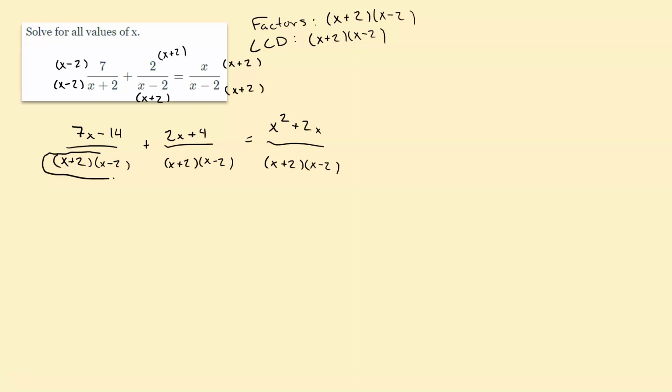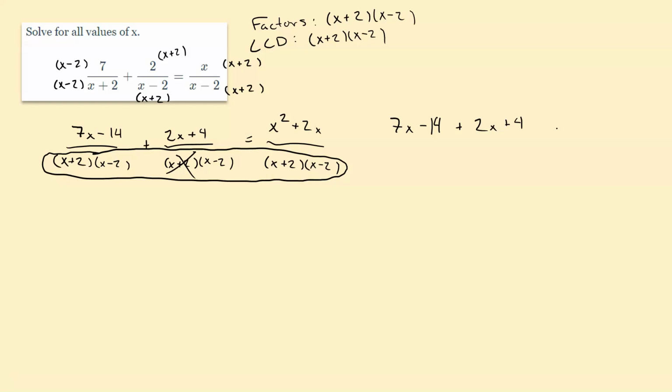Now that we have our common denominator, each denominator is x plus 2 times x minus 2. We can go ahead and get rid of that and just look at the numerators as an equation. So we have 7x minus 14 plus 2x plus 4 equals x squared plus 2x. So here we have an equation that I'm going to go ahead and solve. This is going to be a quadratic because we have an x squared here, so you have to get everything to one side of the equation and then factor, set each factor equal to 0, and then solve each for x individually. So I'm going to go ahead and do that now.